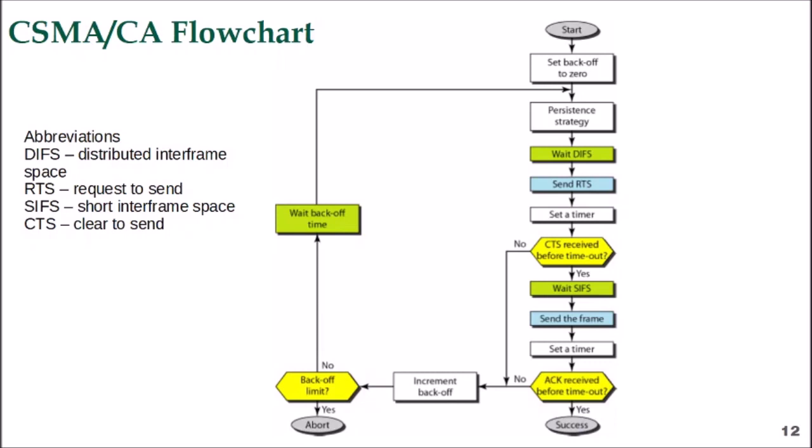The source station sends data after waiting an amount of time equal to SIFS. The destination station, after waiting an amount of time equal to SIFS, sends an acknowledgement to show that the frame has been received. Acknowledgement is needed in this protocol because the station does not have any means to check for the successful arrival of its data at the destination.